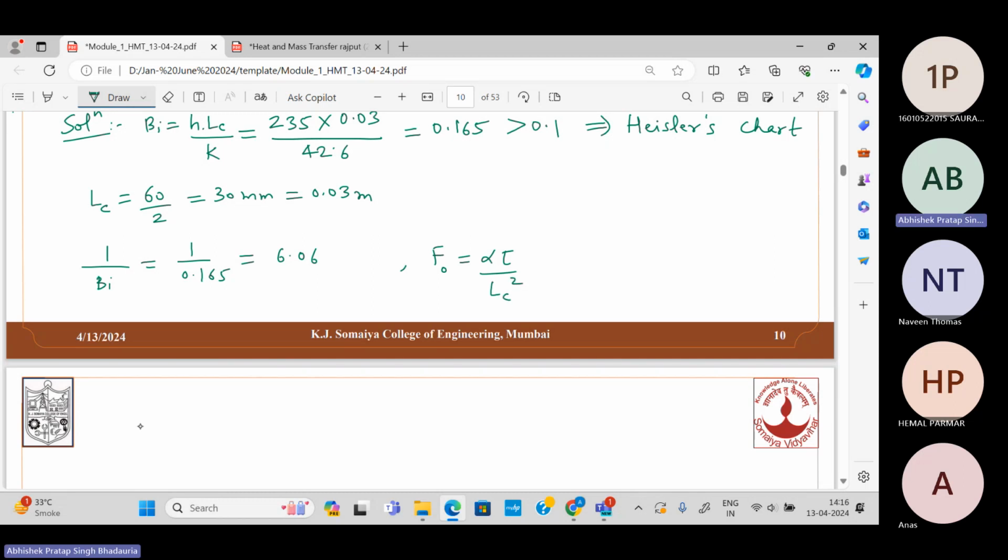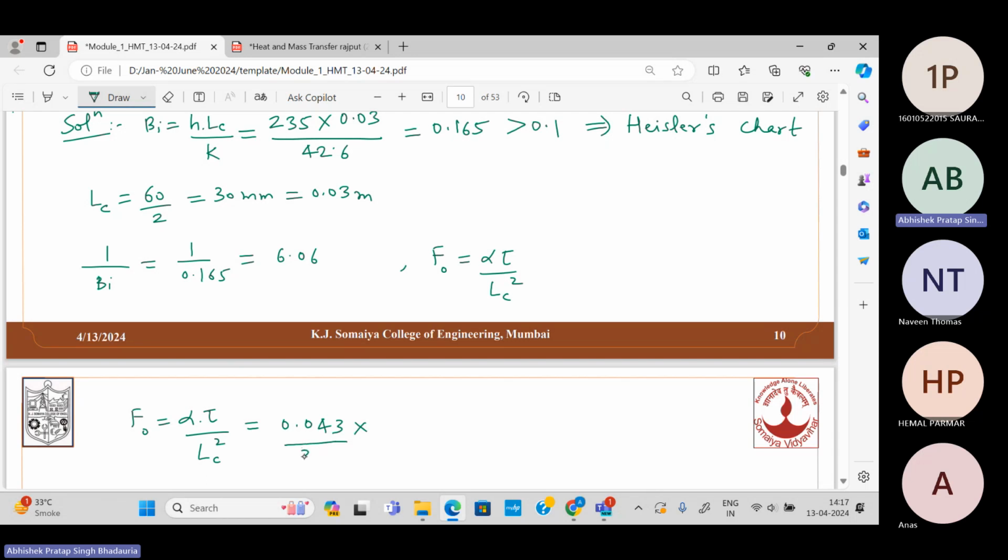Now let's calculate this Fourier number. Fourier number is equal to alpha tau by Lc square. So the alpha value is given as 0.043 meter square per hour, into 4.3 minutes. So we will just convert this.